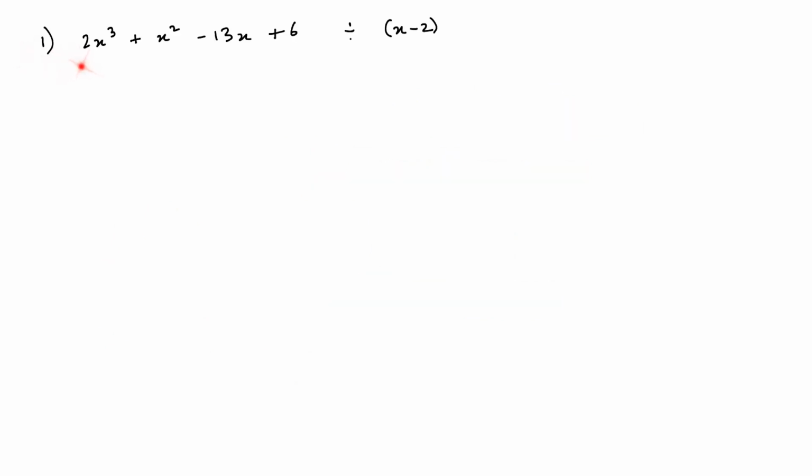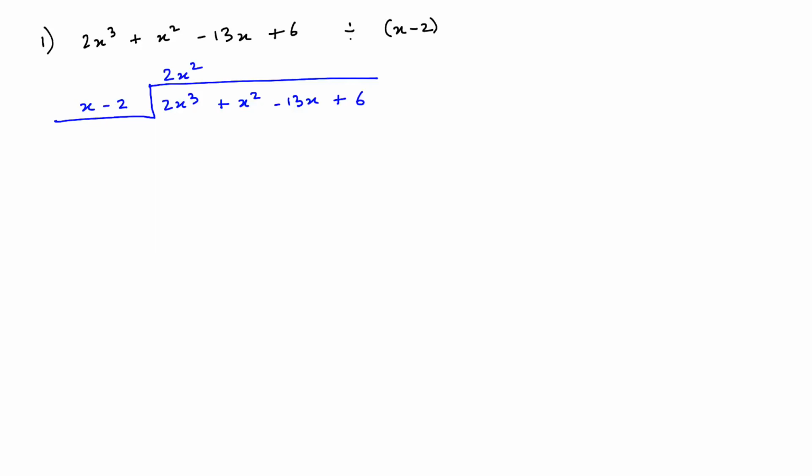First question, 2x cubed plus x squared minus 13x plus 6 divided by x minus 2. We will write it in the long division format. And now we have to see x multiplied by what will give us 2x cubed. x multiplied by 2x squared will give us 2x cubed.